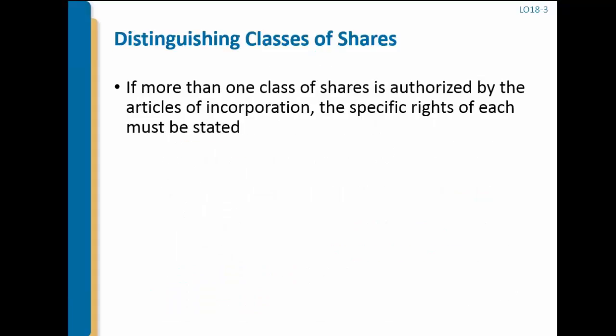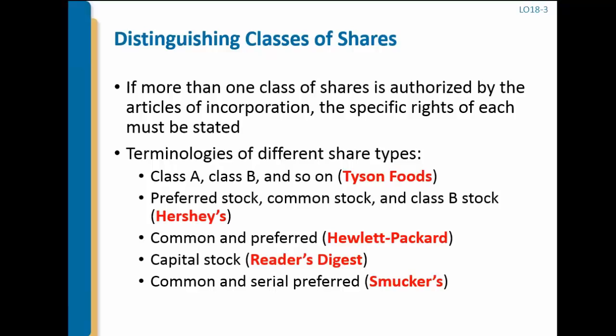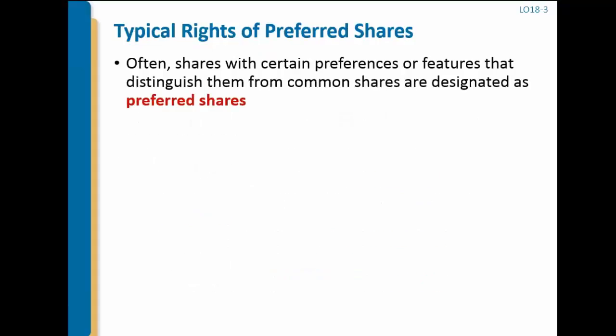Classes of stock: if more than one class of stock is authorized, there are specific rights for each. So it could be Class A, Class B, and so forth. Could be common versus preferred, capital or otherwise, common or serial preferred. What we're trying to say here is that the terminology may be different depending upon the organization, but at the end of the day, all we're talking about is that the shares have specific rights. Whatever those rights are, that's what the rights are.